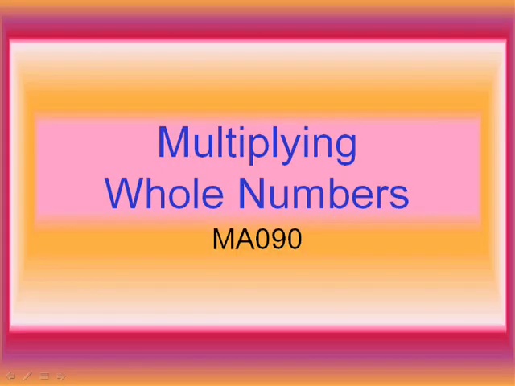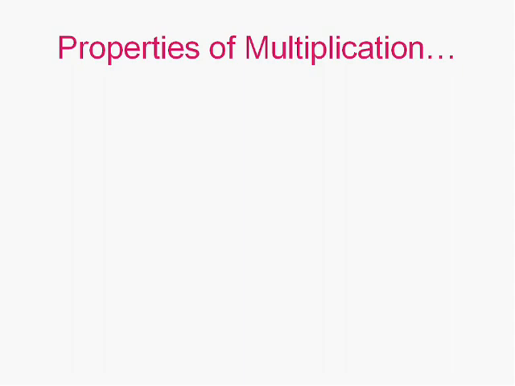We use the same rules for multiplying in algebra that we do in basic math. So you're going to need to know them. Let's take a look at them. There are basically 5 properties of multiplication, and you'll need to know them.